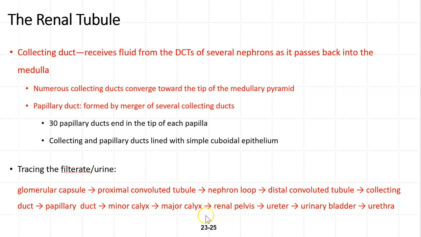The renal pelvis is a portion where all the calyces merge together and empty their filtrate, or now urine. The urine is passed on to the ureters, which are long pipes that connect to the bladder. And from the bladder, it's excreted out of the body through the urethra.